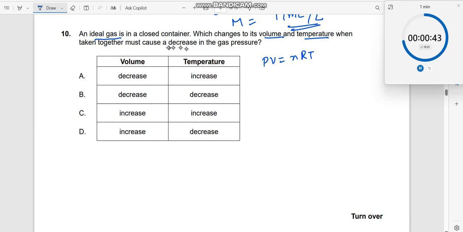When taken together, they must cause a decrease in the gas pressure. You need to reduce this value of P so that V and T can be continuously changed. Okay, you need not add any number of molecules over it. So let us write P is equal to nRT divided by V.